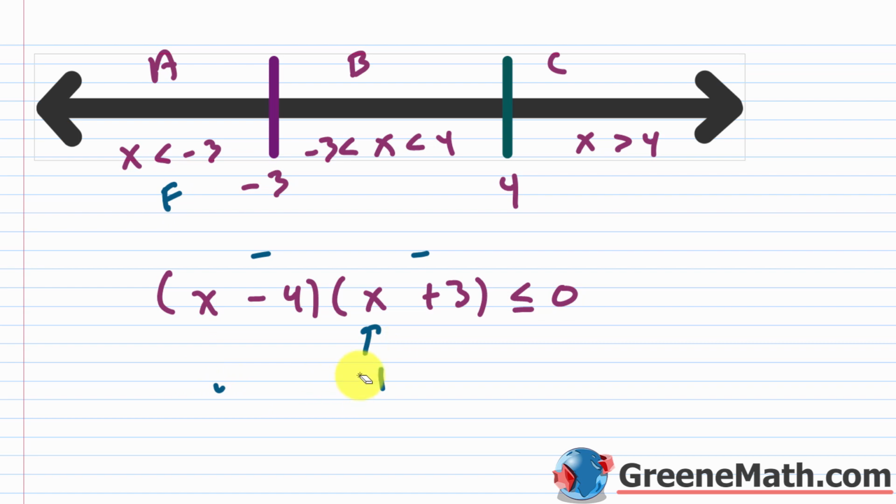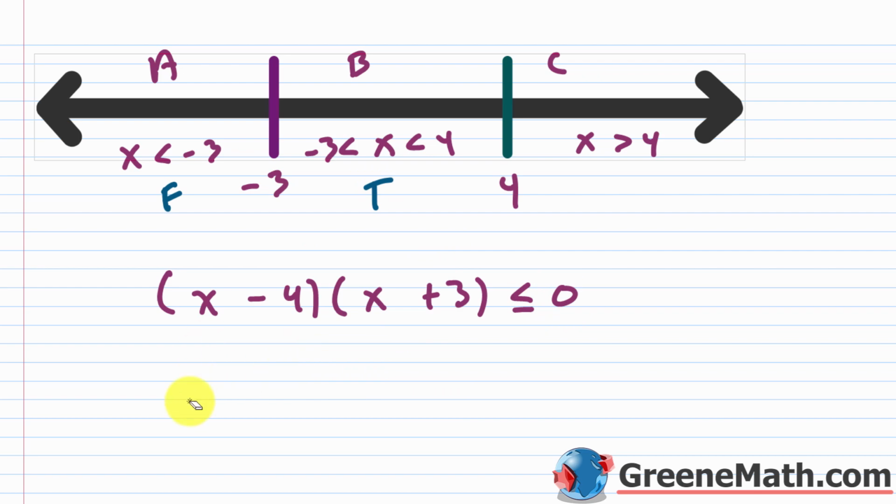Now let's move on to the next interval, which includes 0. So I'm just going to use that. I think that's probably the easiest number to work with. So this would be negative 4. This would be positive 3. You have a negative times a positive, which would give you a negative, and a negative is always going to be less than 0. So this is going to be true.